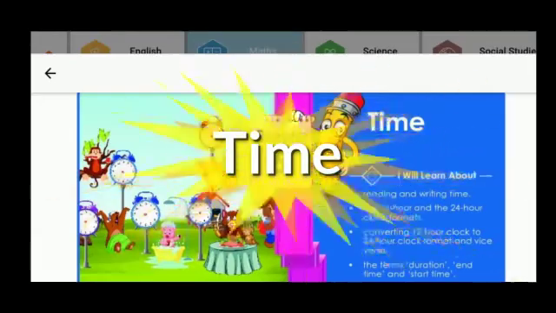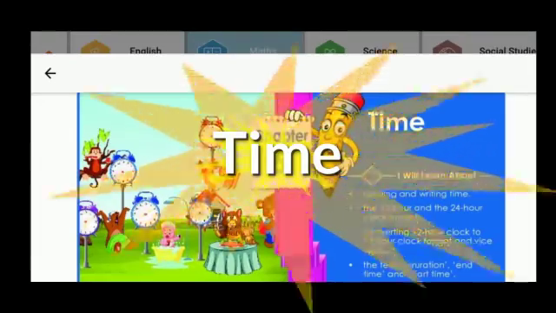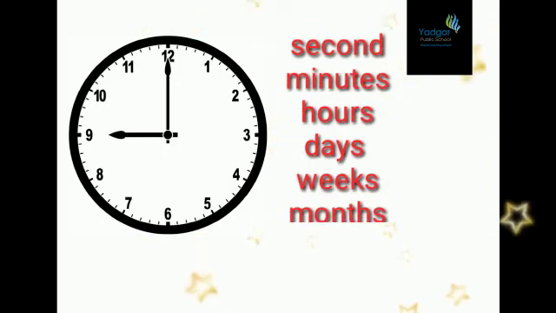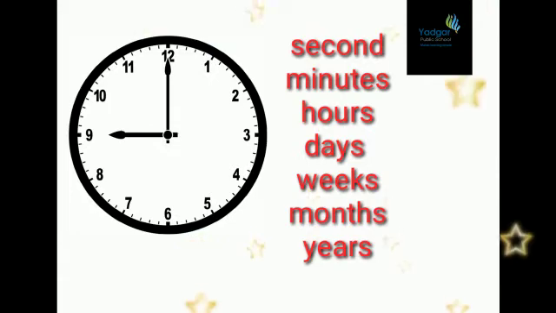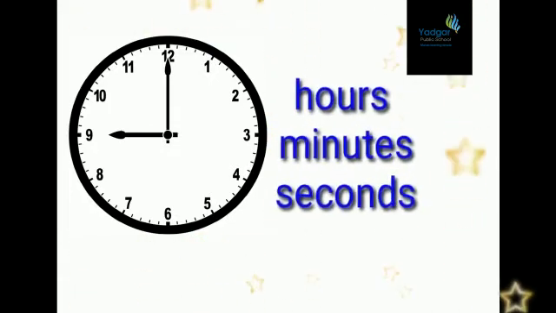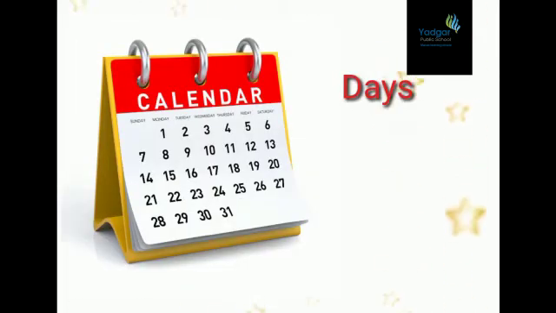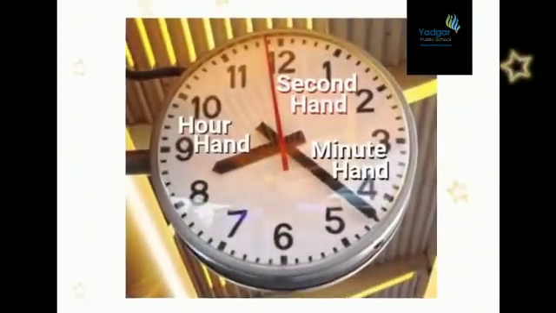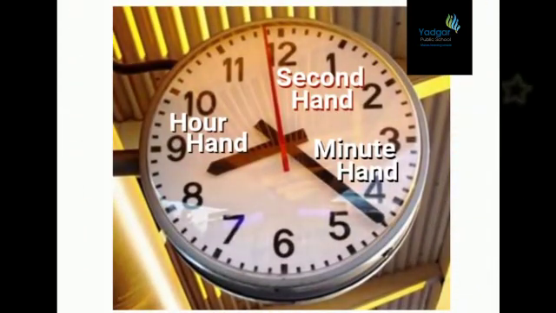In order to tell the time, there are several key points to remember. We measure the time in seconds, minutes, hours, days, weeks, months, and years. On a clock, we measure the time in hours, minutes, and sometimes seconds also. On a calendar, we measure the time in days, weeks, months, and years. In this section, we will go through telling the time on a clock. Let us learn how to read and write the time.